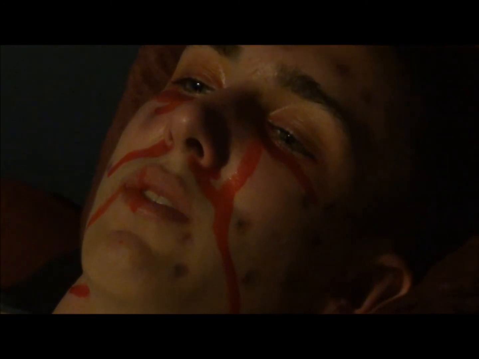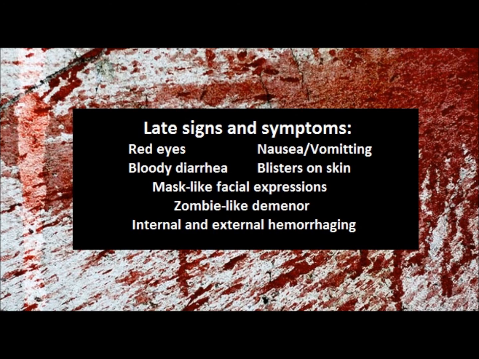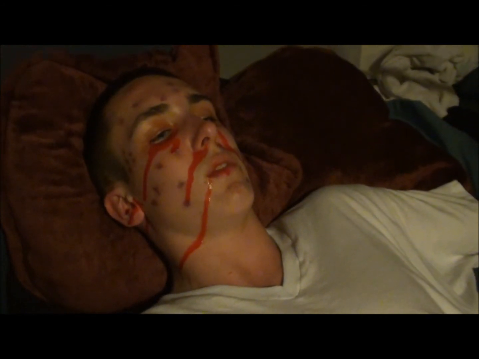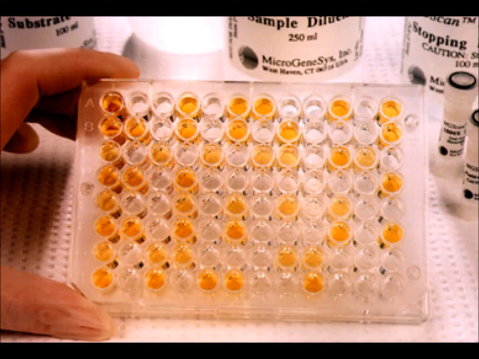Soon the patient's blood vessels will not be able to hold back the infected blood, and hemorrhaging commences from every orifice in the body. Bleeding from the eyes, ears, nose, and mouth are very common, as well as rectal, vaginal, and urethral hemorrhaging. All of this eventually leading to seizures, coma, and inevitably death.